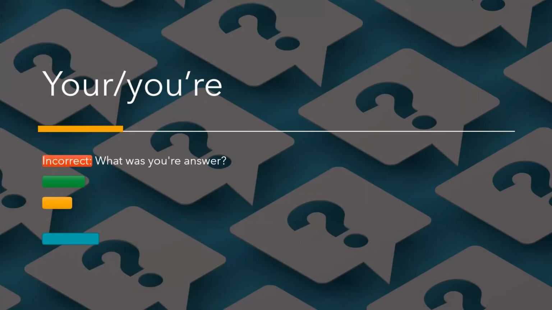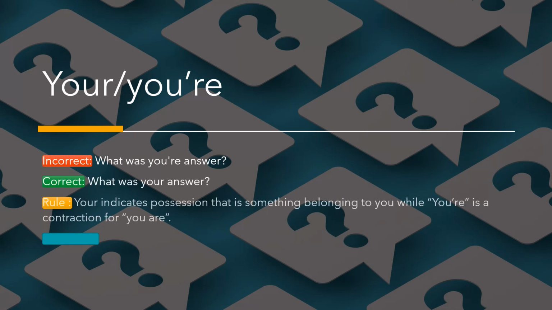Your, you're. What was your answer? Your indicates possession, that is something belonging to you, while you're is a contraction of you are. Example, where is your cell phone? You're responsible for this project.